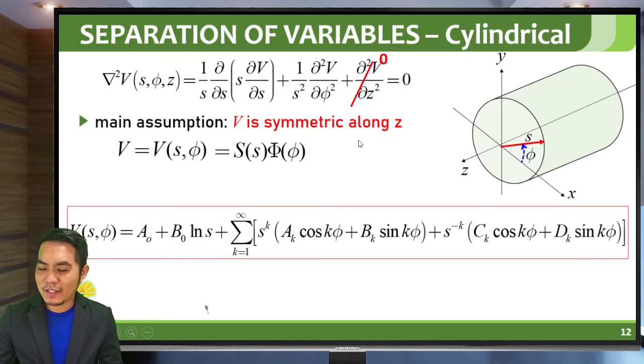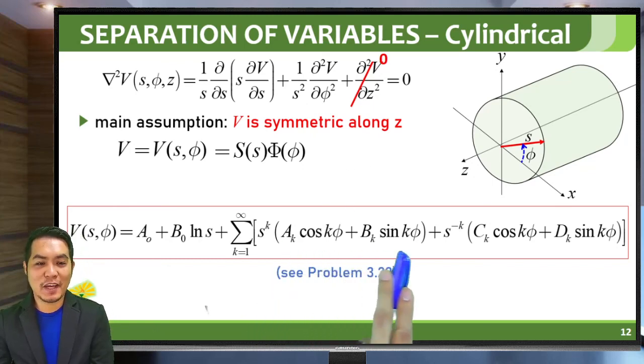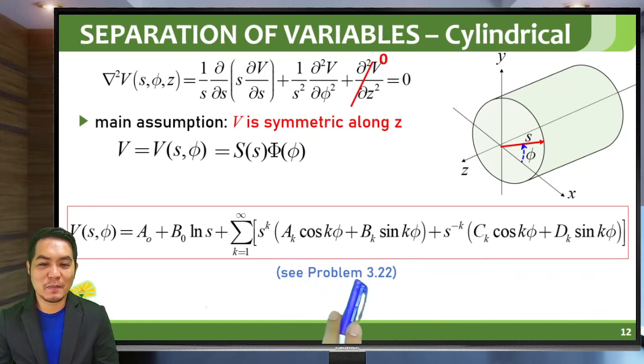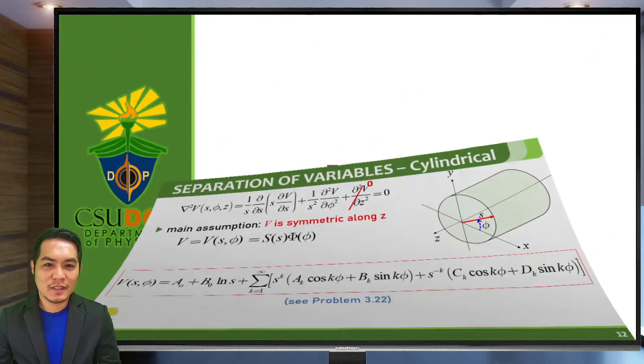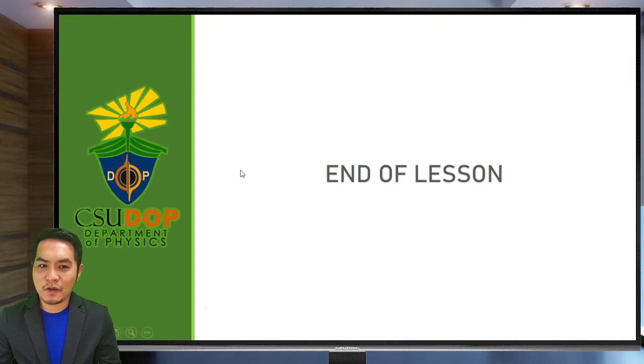So that's it for the derivation of this general solution. See problem 3.22 in our textbook, Introduction to Electrodynamics by Griffiths. So that's it for the separation of variables.